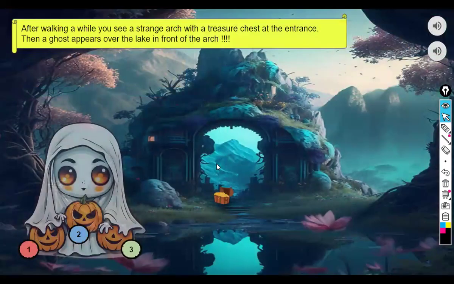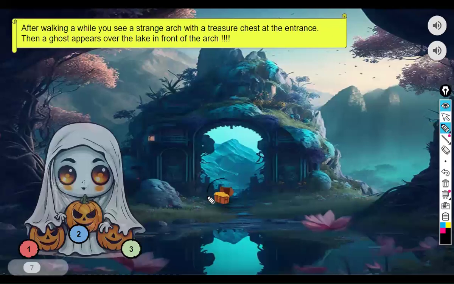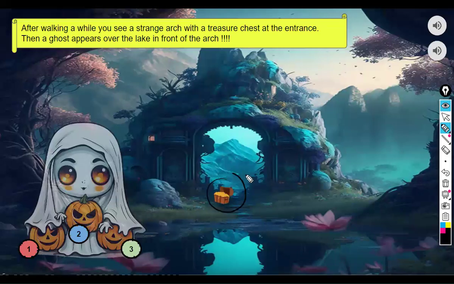All right, so we have a little cut scene here. So let's see what's going on here. So apparently in this strange land, you take a little walk, and there's a little treasure. So there's a little treasure chest here, and you try to get to the treasure chest, but a ghost appears.